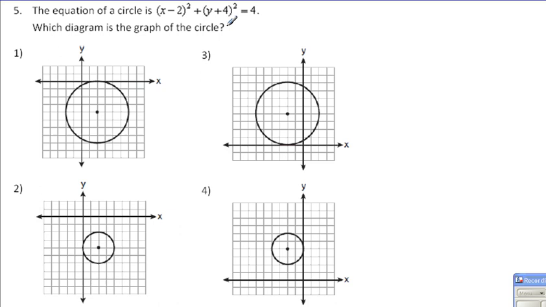Alright, so here, as we mentioned before, the center must be 2 comma negative 4. Radius must be equal to 2, because radius squared is equal to 4 here. So then the radius has to be equal to 2. That means it can be one of these two. The center has to be 2 comma negative 4. Choice will be choice number 2.